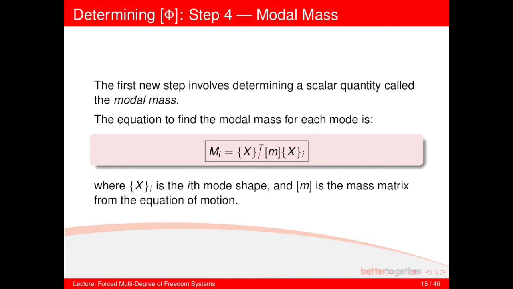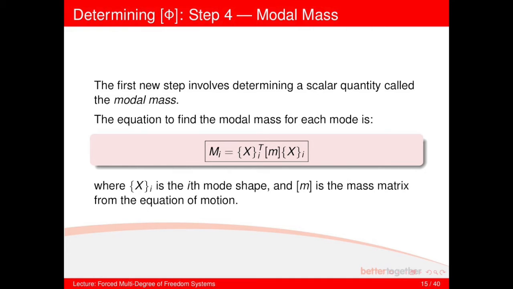and that involves determining a scalar quantity called the modal mass. Like I said, the derivation of this process is not going to be covered. But basically, what you do is you take your mode shape and your mass matrix, you transpose your mode shape so it becomes a row vector, times by your mass matrix, times by your mode shape again, which is a column vector. You end up with one value, a scalar, okay? And that scalar is known as the modal mass. That's m_i here.